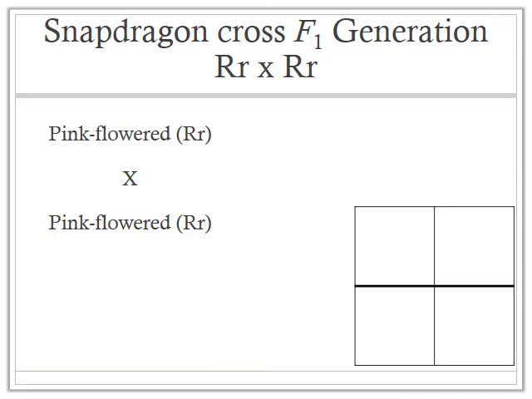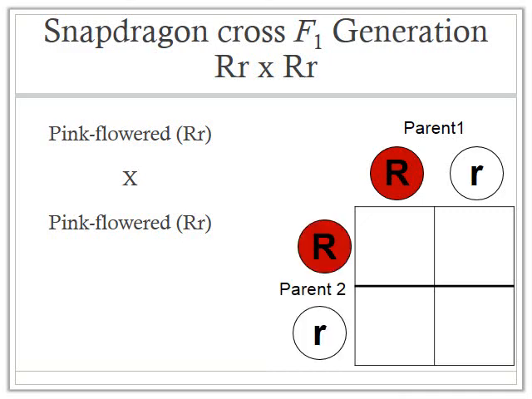Okay. So then if we take the F1 generation and mix them together to see what the F2 generation is. So we have a pink flower, which is big R, little r, crossing it with another big R, little r. So our parents here. And I colored it red and white because big R is red, little r is white, even though our flowers are pink because of this incomplete dominance situation.